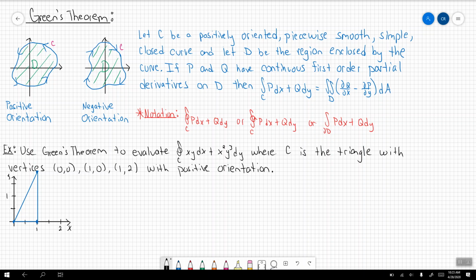Alright, my apologies, in a counterclockwise orientation. If it's counterclockwise, then it's a positive orientation. If it's a clockwise orientation, then that's going to be a negative orientation that we're going to be observing.